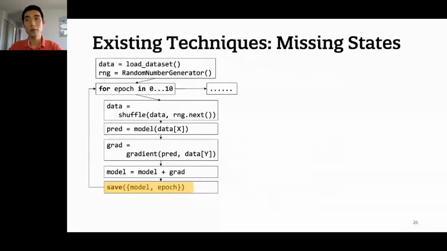Let's take the following program as an example. It first initializes two variables. The first one is the dataset, and the second one is a random number generator, RNG. Then the program iterates for 10 epochs to train a model. For each epoch, it first shuffles the dataset, and then uses the model to predict on the dataset. After that, it takes the gradient of the model and updates the weights of the model based on the gradient. Finally, it saves the weights of the model and the number of epochs to the checkpoint.